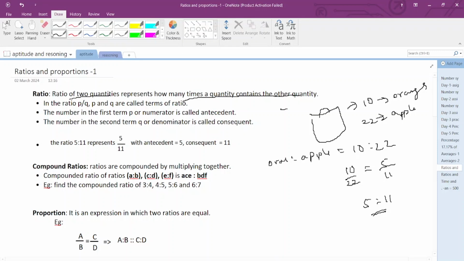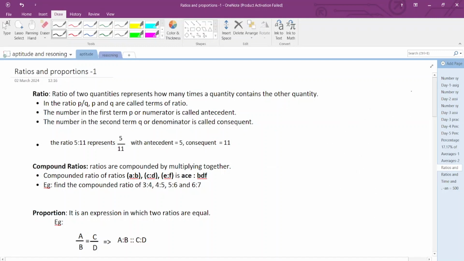Okay, so here we got 5/11, right? So can I say this is p by q? Whatever is in this format of p by q, we can call it a ratio, where p and q are the terms of the ratio. So p and q are the terms of the ratio.